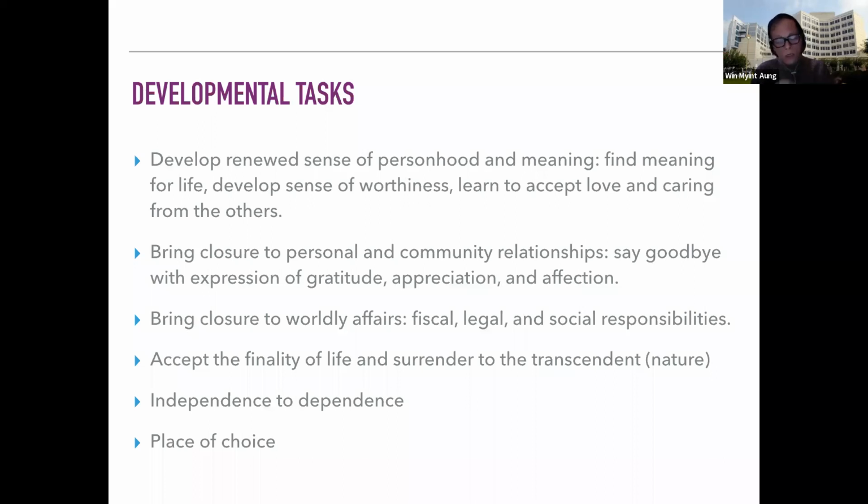Cross the T's and dot the I's. Accept the family into the life surrounding the transcendent.